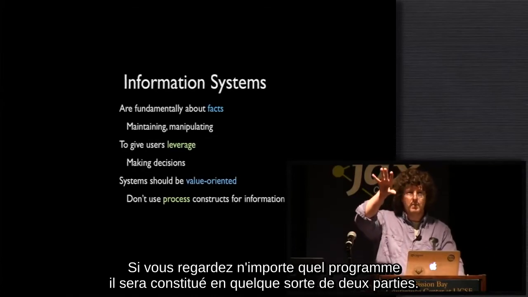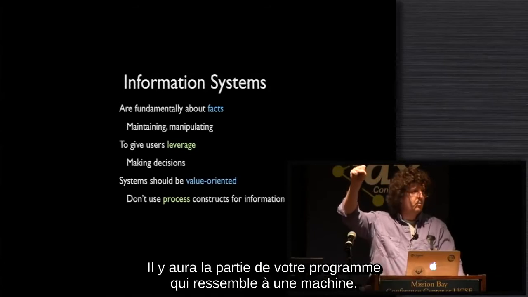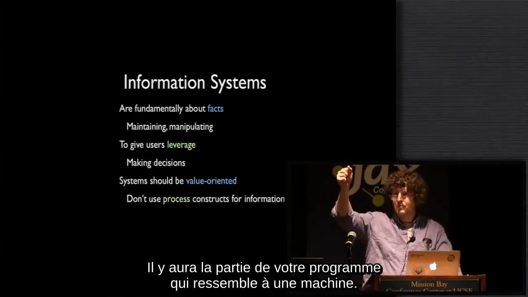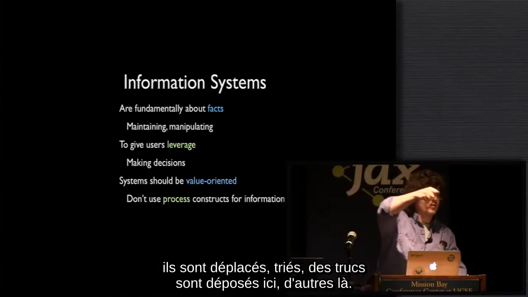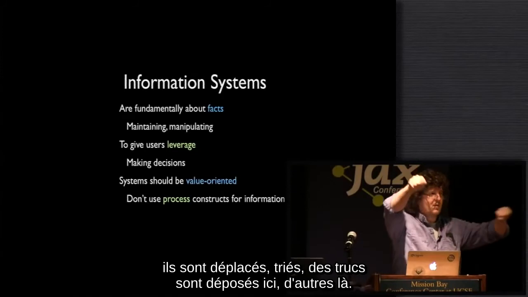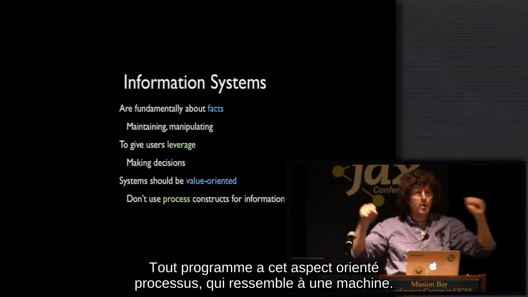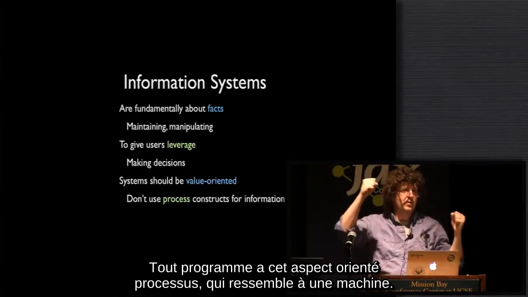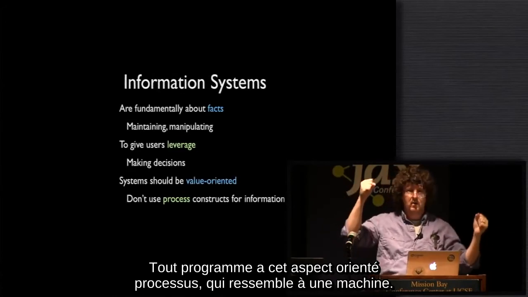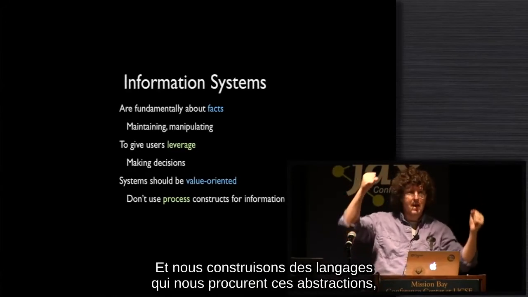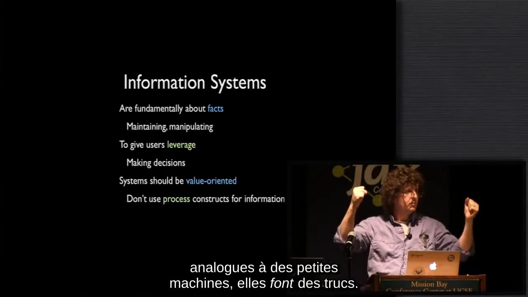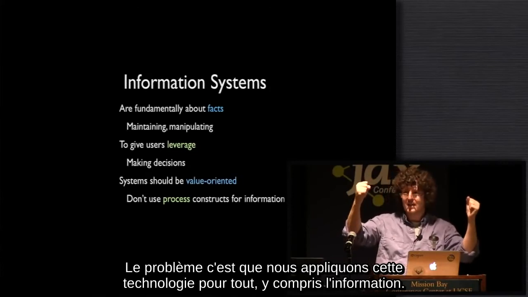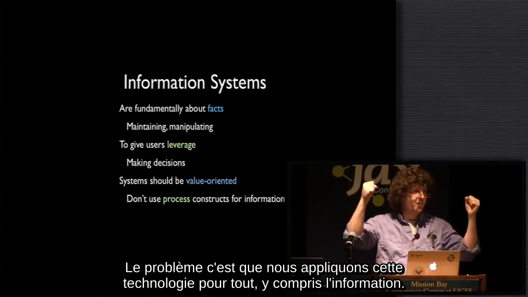If you look at any program, it's going to have two different parts, right? There's going to be the part of your program that's like a machine, right? It's got a loading dock, and stuff comes in, you put it on the conveyor belt, and it moves, and then it gets sorted, and it gets split, and some stuff goes over here, and some other stuff goes over there, right? All programs have this aspect of themselves, which is process-oriented, and it's like a machine, right? And we build programming languages that allow us to use constructs that are analogous to little machines. They do stuff. The problem is we apply that technology to everything, including to information.